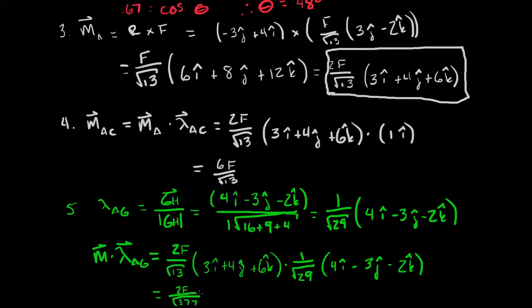No, I'm not a math whiz. I just have a calculator here. We're going to do 3i times 4i. That's going to be 12. We're going to have 4j times minus 3j. It's going to be minus 12. And 6k times minus 2k, minus 12. And we end up with negative 12 times 2F over square root. Let's move this down.